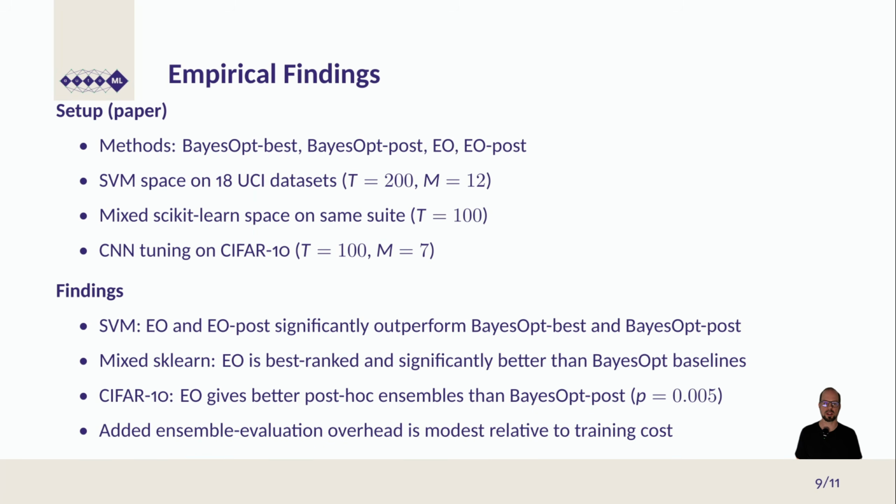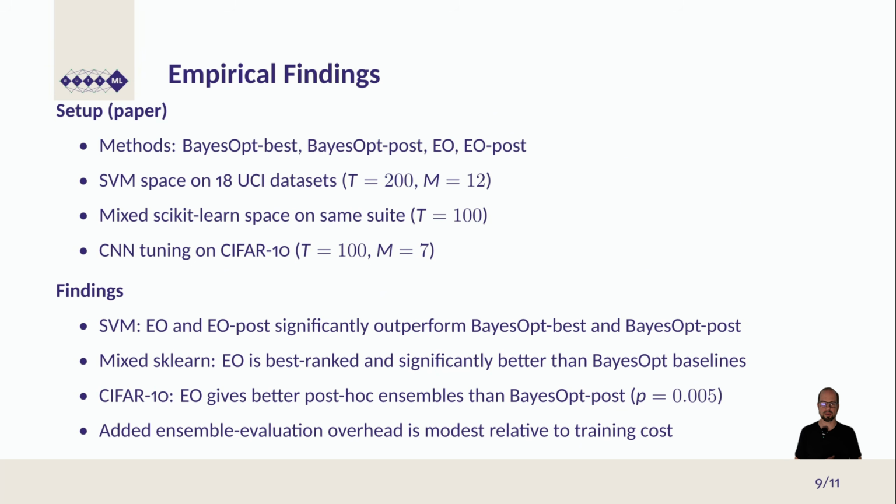The authors demonstrate the method on 3 different problems, namely optimizing support vector machines, optimizing multiple scikit-learn models jointly, and optimizing convolutional networks on CIFAR-10. They find that ensemble optimization significantly outperforms Bayesian optimization with the best model only, and also Bayesian optimization with post-hoc ensembling. And in the simple SVM case, ensemble optimization with post-hoc ensembling also gives better results than Bayesian optimization and Bayesian optimization with post-hoc ensembling. So this really helps in their setting in practice.